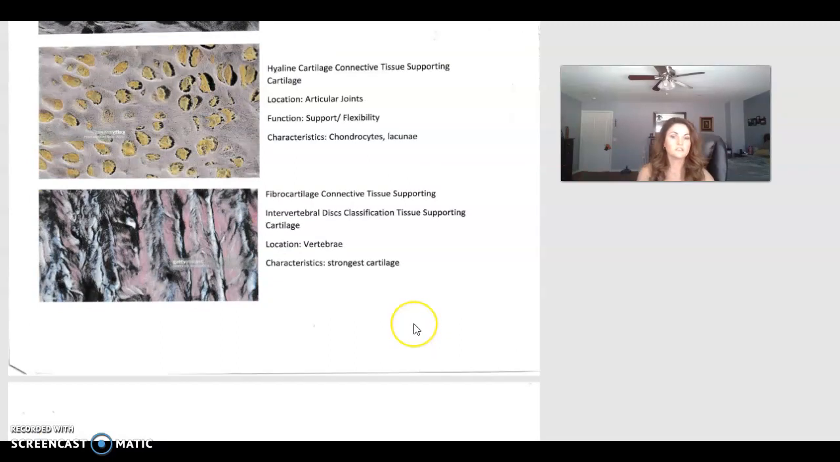Next, we have fibrocartilage connective tissue, classified as supporting cartilage, and it is in the intervertebral disc. This is located in the vertebrae and is considered to be the strongest cartilage in the body.